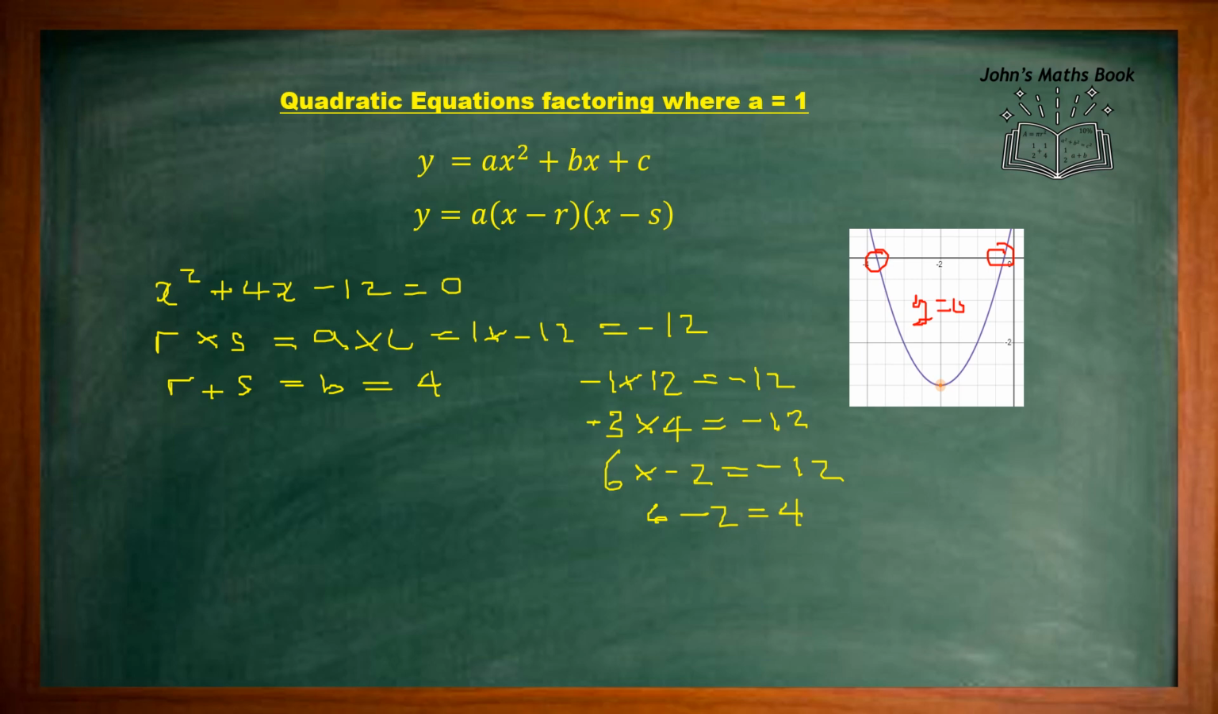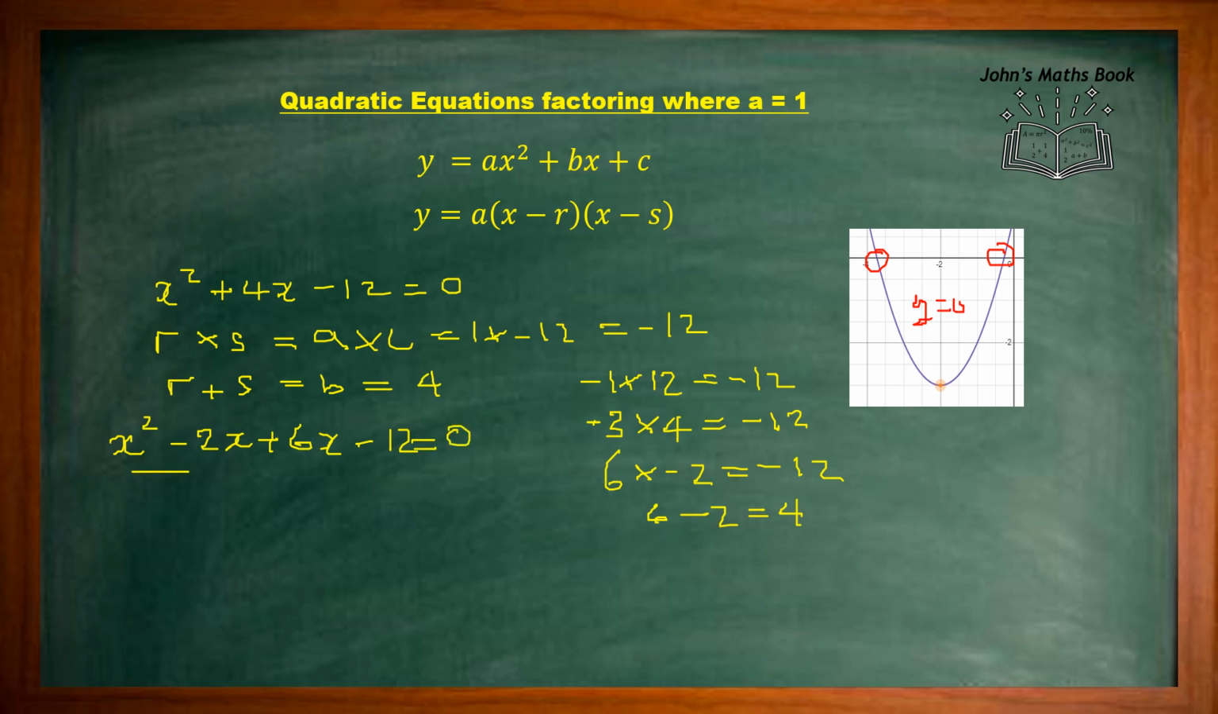So let's rewrite our quadratic and split the middle term. So we've got x squared minus 2x plus 6x minus 12 equals 0.